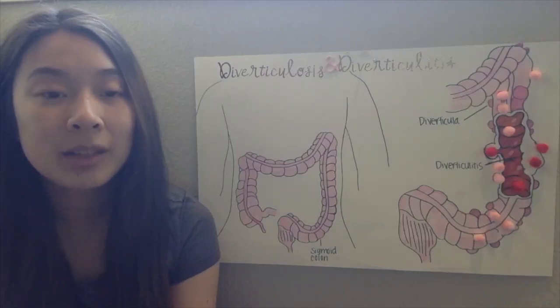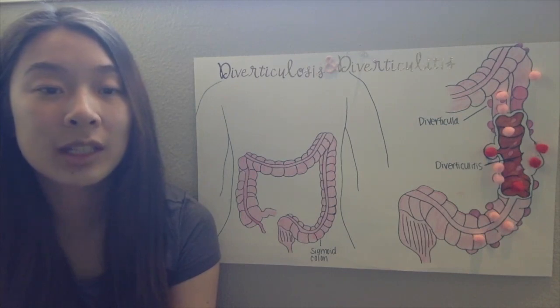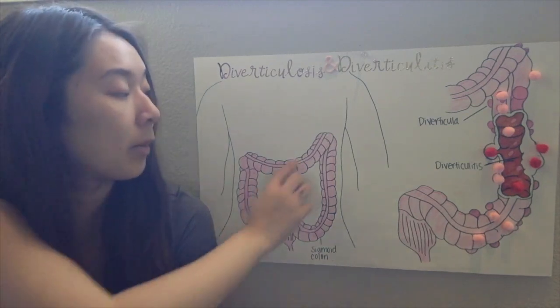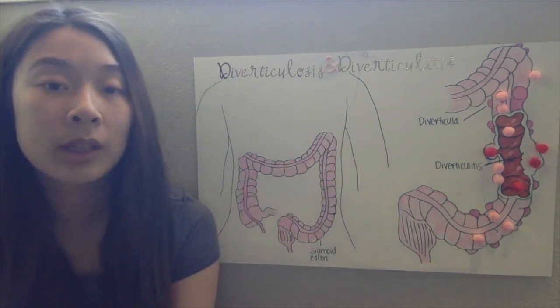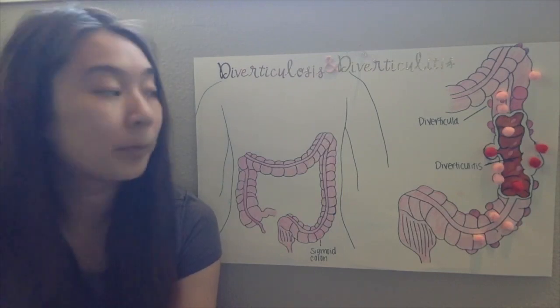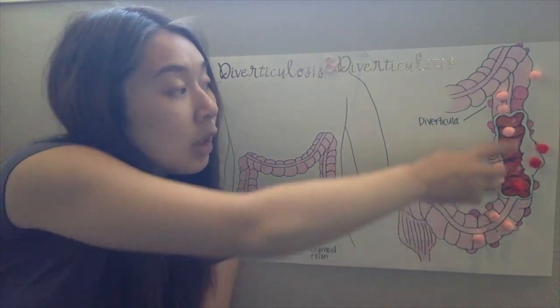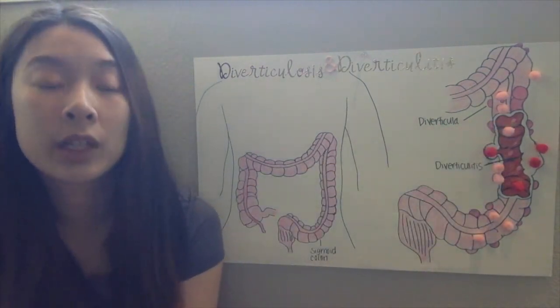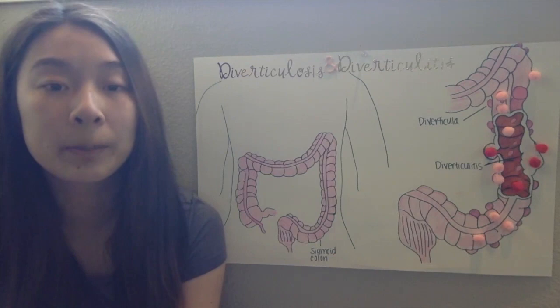Going to be talking about the pathology of diverticulosis and diverticulitis. These two conditions occur in the large intestine. This diagram right here shows what a normal, healthy intestine would look like. When there are one or more bulges or pockets, they are known as diverticula. These pink dots here would indicate what diverticula would look like on a large intestine.